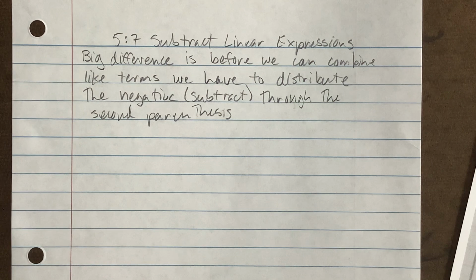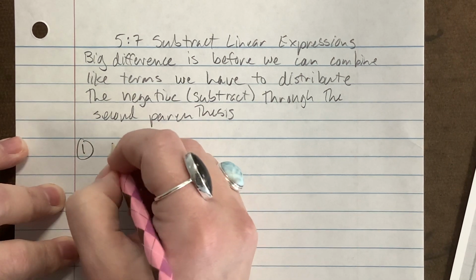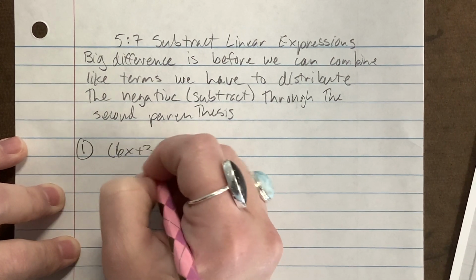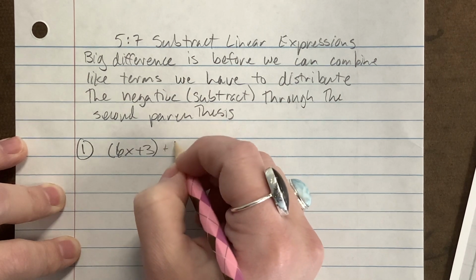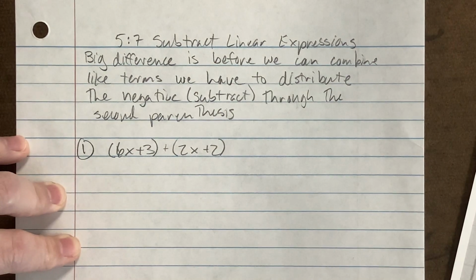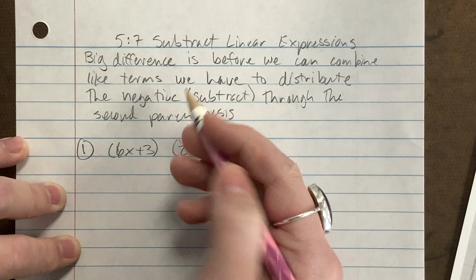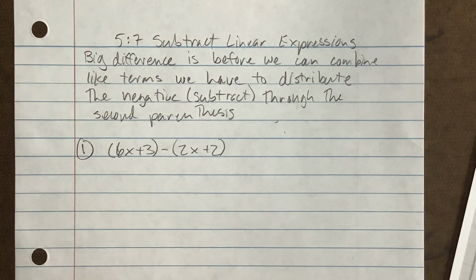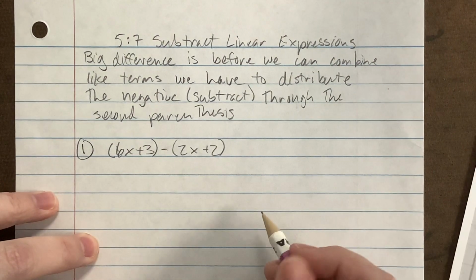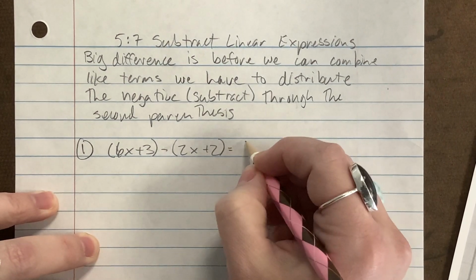Okay, so again, big difference. Last time we had something 6x plus 3, and last time we had plus 2x plus 2. That's adding linear expressions. Today we are subtracting linear expressions. Now, to make this make a little bit of sense, we can rewrite subtracting as adding the additive inverse.